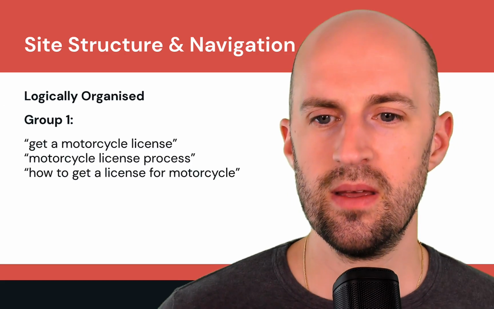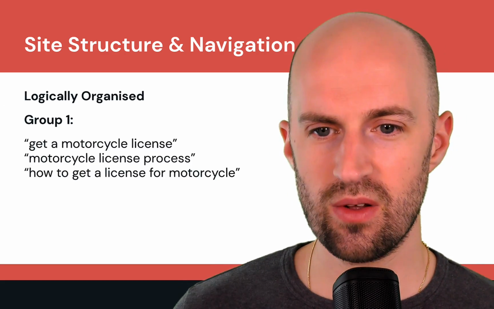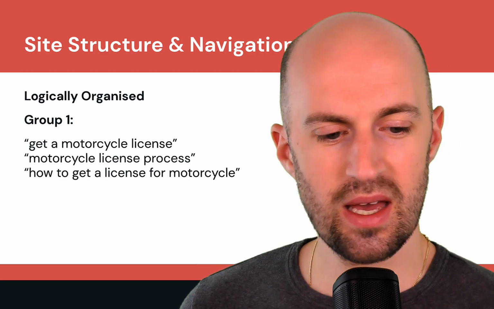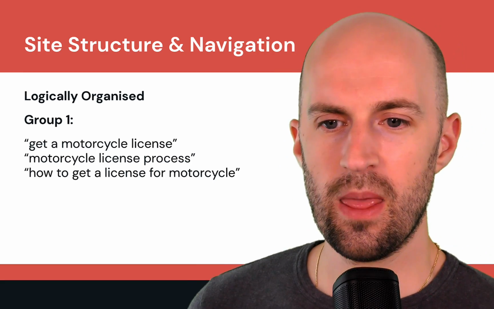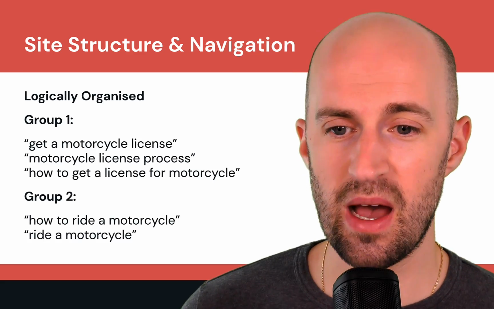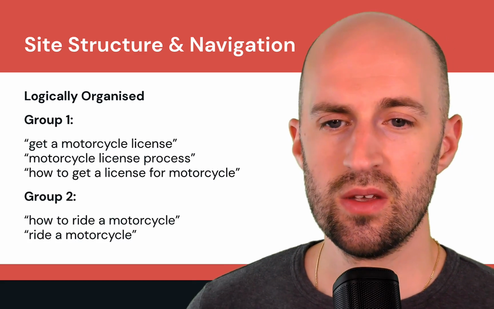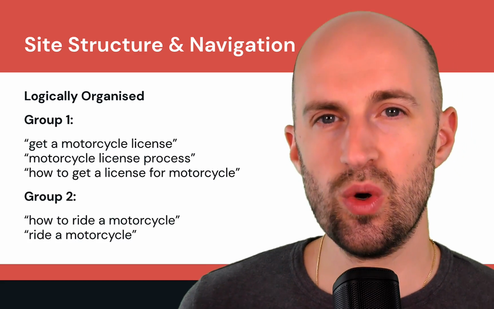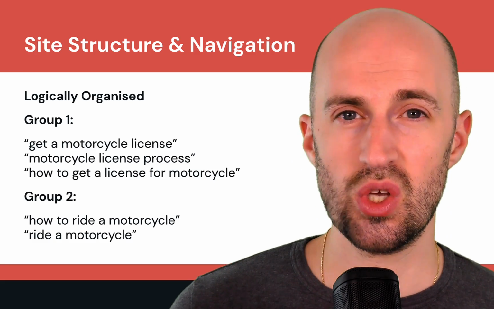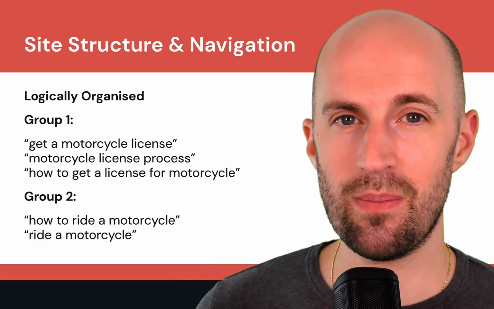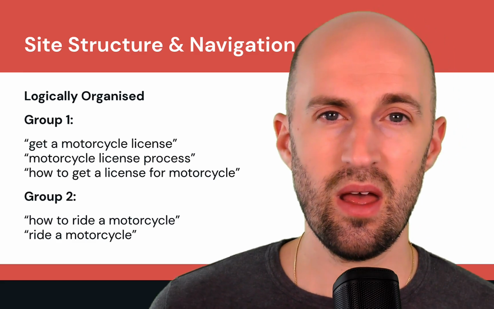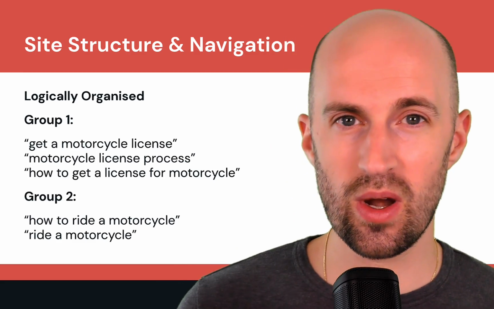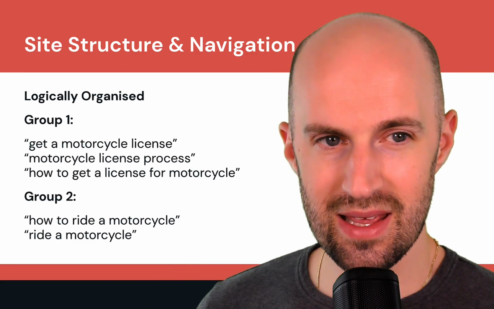Group 1, it's all to do with motorcycle licenses. So that's the topic that page or group would be about. And then group 2 would be about how to ride a motorcycle. So you always need to group similar topics together, so you could create a single page about that topic, or you could have multiple subclusters that could be like a category and lots of smaller pages underneath that.